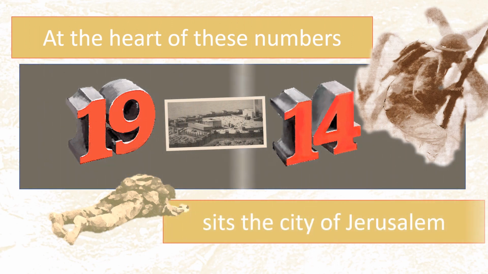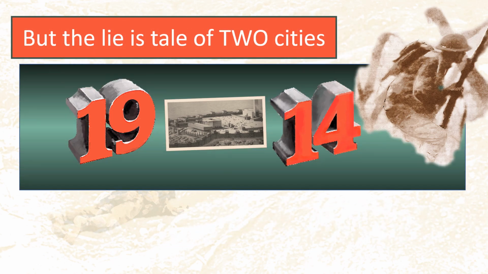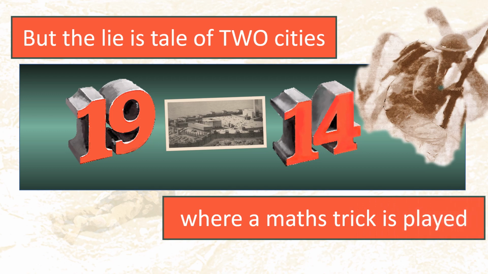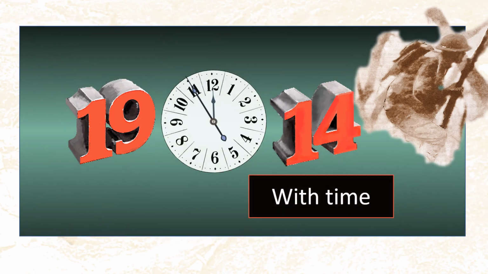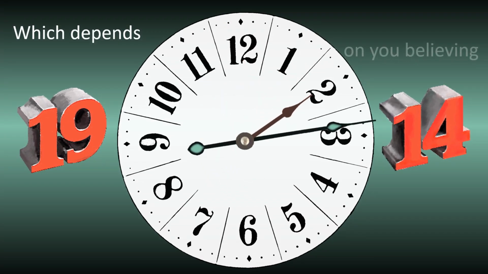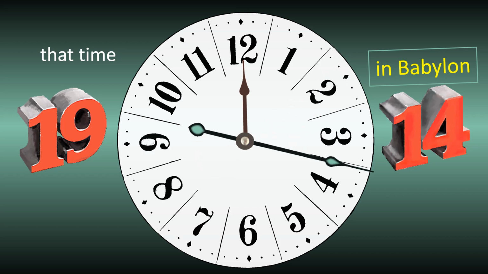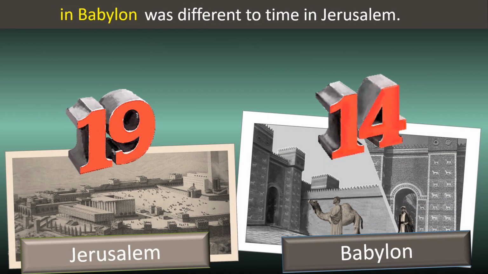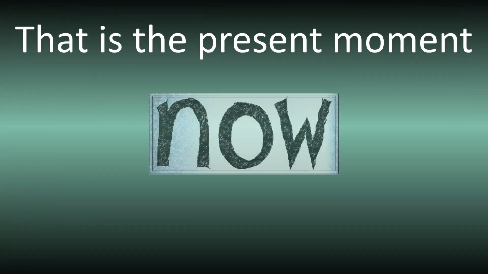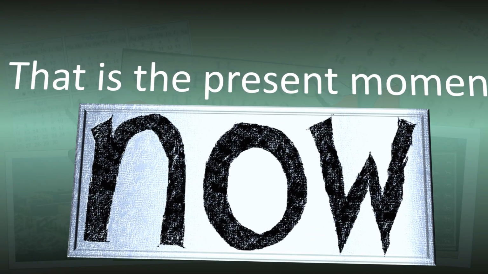At the heart of these numbers sits the city of Jerusalem. But the lie is a tale of two cities, where a maths trick is played with time, which depends on you believing that time in Babylon was different to time in Jerusalem. That is the present moment now, not time difference.